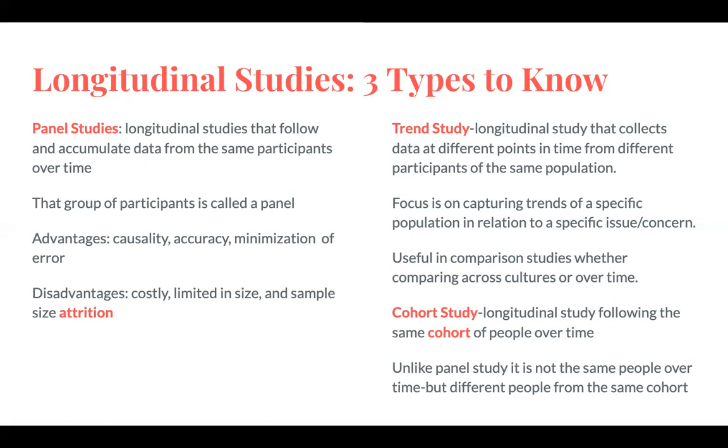So panel studies are great for establishing causality. They're also therefore much more accurate. And you have that minimization of error, because you are going to be gathering data from them at repeated time periods. It's highly unlikely that you will have to worry about an ongoing trend of the same disturbance variables popping up in your participants at every wave of data collection.